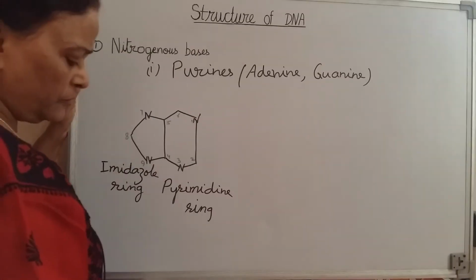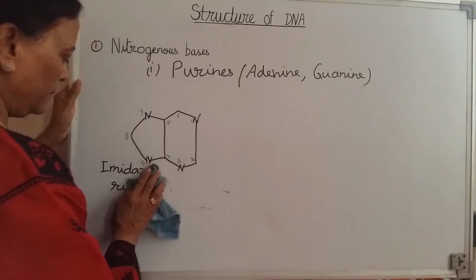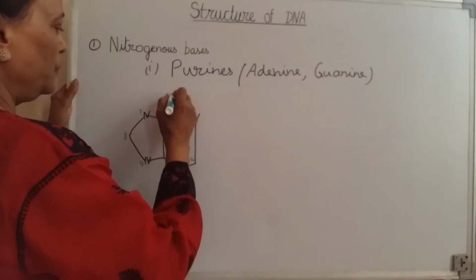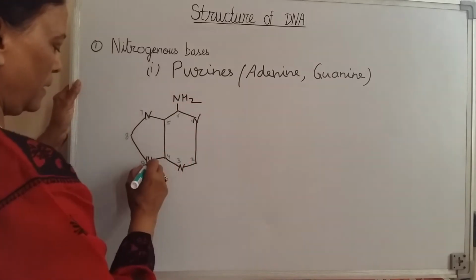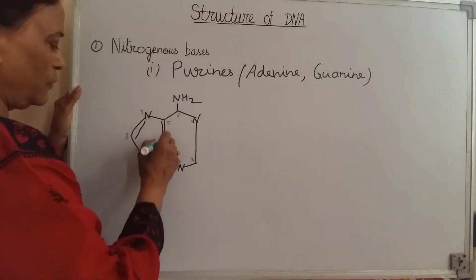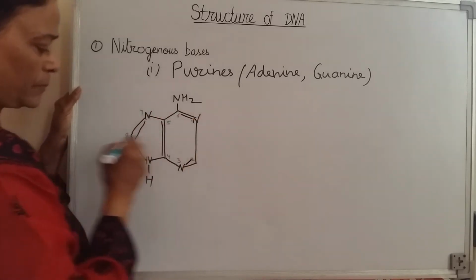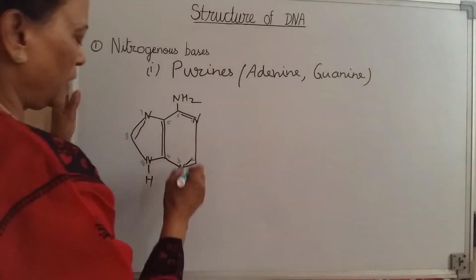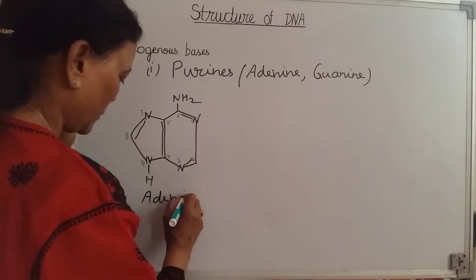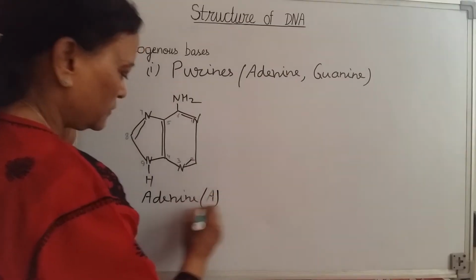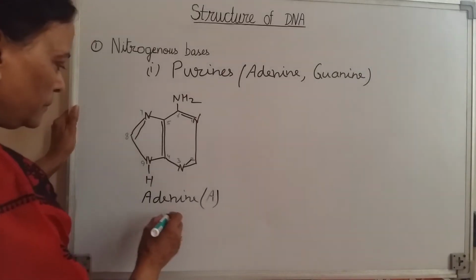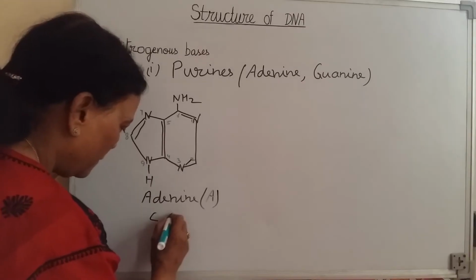And if it is adenine, in adenine one NH2 group is here and H attached with this. So for balancing we have to put the double bonds. This is adenine. In short, it is written as A. The molecular formula is C5H5N5.